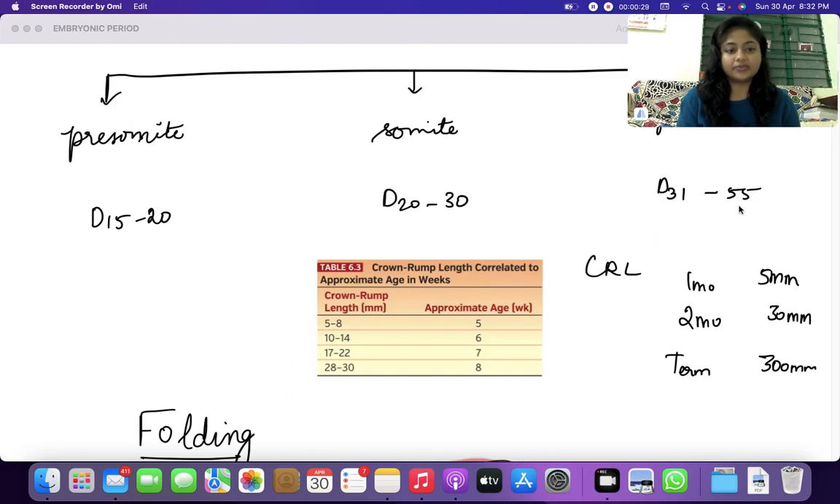Between day 30 to 55, the crown rump length will correspond to the gestation age in weeks, and this helps in dating. For example, it's 5 mm in 1 month and 30 mm in 2 months.